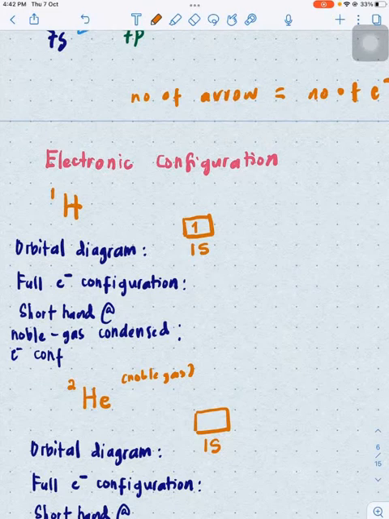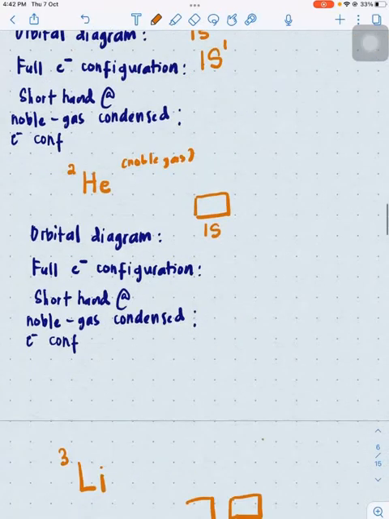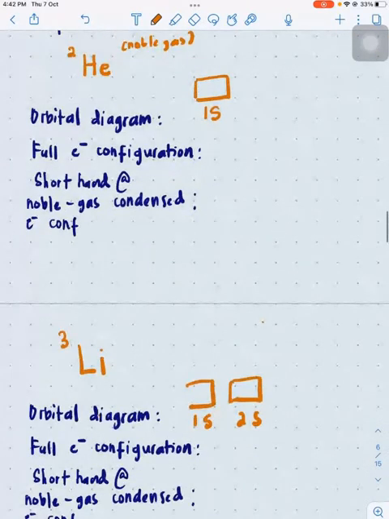Okay. Alright. So this is our orbital diagram. So if you want to write the full electron configuration, then it will be 1s1. Okay. And because there is only one electron, kita tak perlukan condensed electron configuration. So let's move to helium.